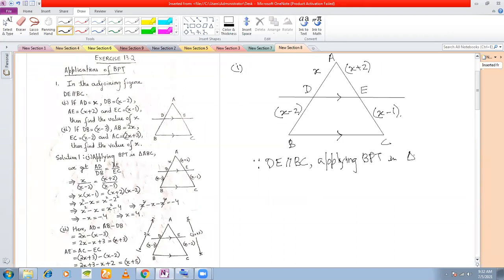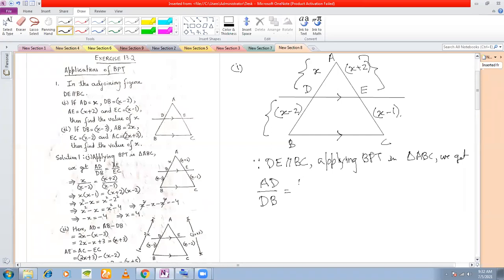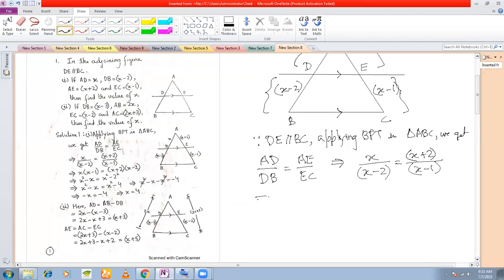In triangle ABC, we get this length AD by this length DB is equal to this length AE by this length EC. Now I put the values here. AD is X, DB is X minus 2, AE is X plus 2, and EC is X minus 1. Okay, you cross multiply, solve this.